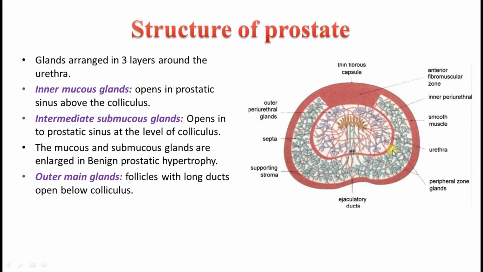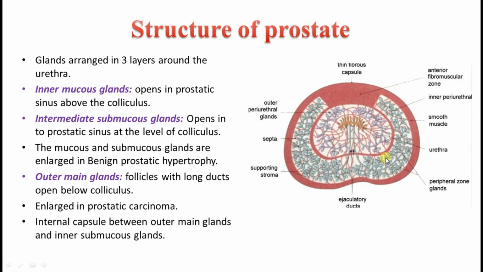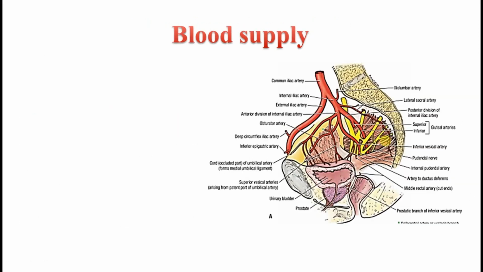Outer main glands are actually under the influence of testosterone. So mainly carcinoma affects these outer main glands, and since they are under the influence of testosterone, sometimes estrogen is given to suppress the growth of these glands. Okay, so the outer glands are mainly, as I told, enlarged in case of prostatic carcinoma. So between the outer glands and the mucus and submucous glands, as I told you, there is a capsule. This is called the internal capsule.